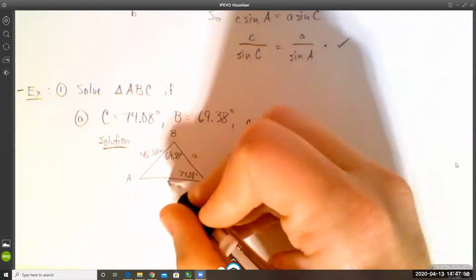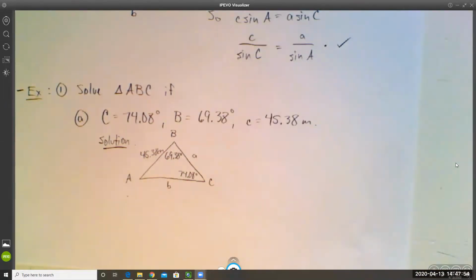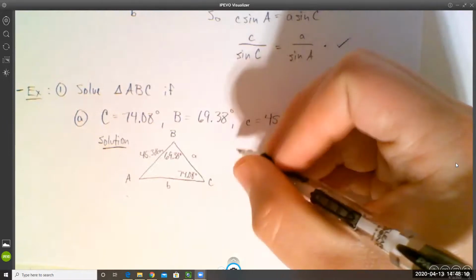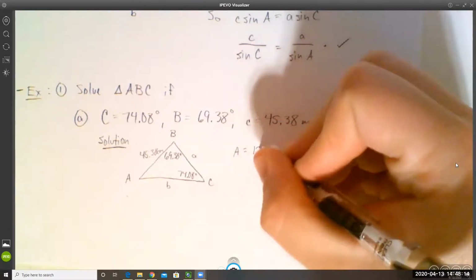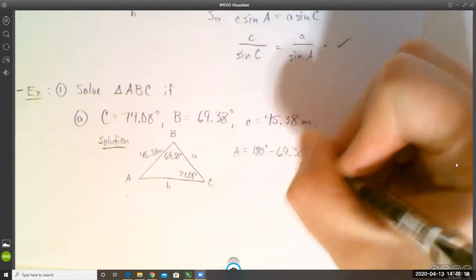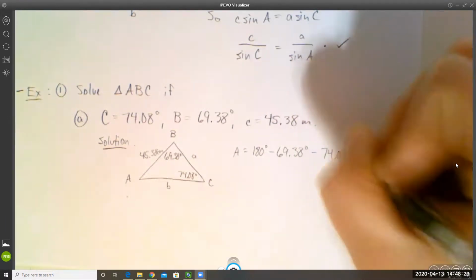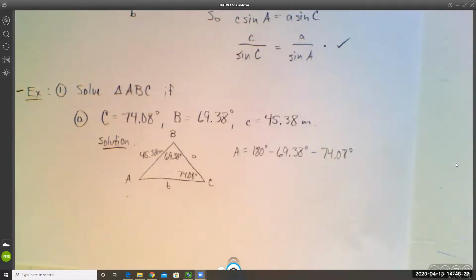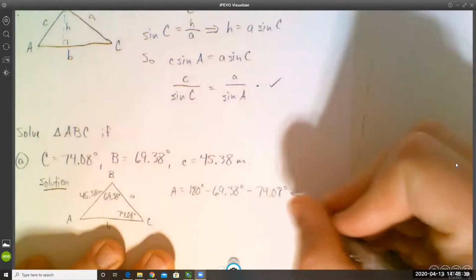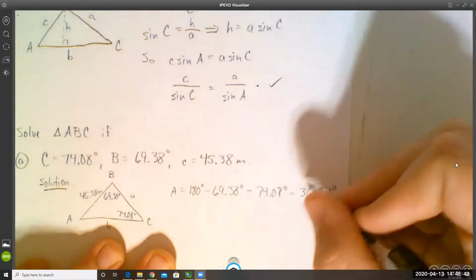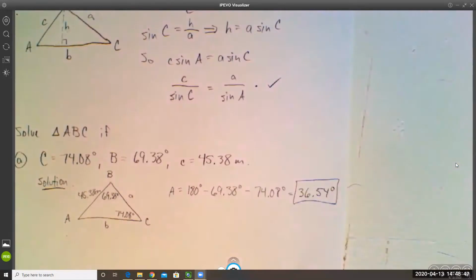So this would be side A, this would be side B. And I don't know angle A either. I could get angle A pretty easily, right? I know that the angles of a triangle have to add up to be 180, so I could get angle A pretty easily. So let's do that. Let's say that A equals 180 degrees minus 69.38 degrees minus 74.08 degrees. How much is that? 180 minus 69.38 minus 74.08 is 36.54. Okay, so there's one piece of the puzzle.